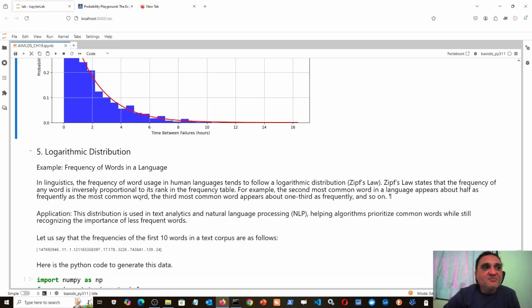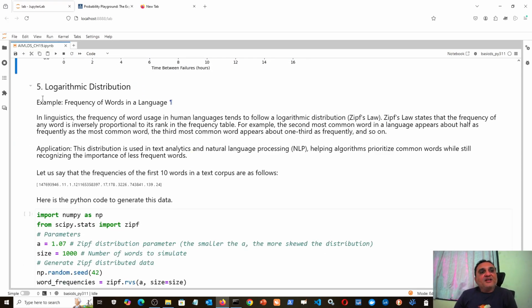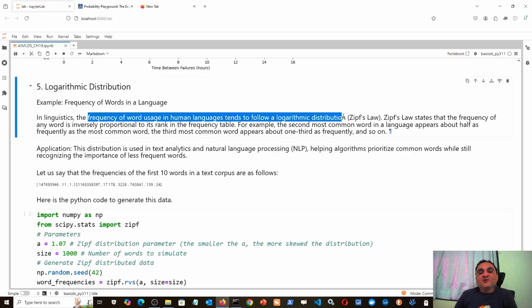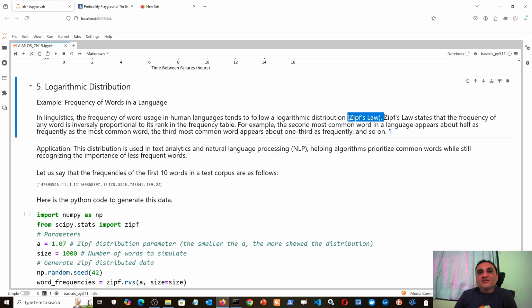Similarly, the logarithmic distribution. This also has a very common practical application: frequency of words in a language, which is used for detecting spam emails and so on. In linguistics, the frequency of words in human language tends to follow a logarithmic distribution. This is also called Zipf's law. Zipf's law says that the frequency of any word is inversely proportional to its rank in the frequency table.